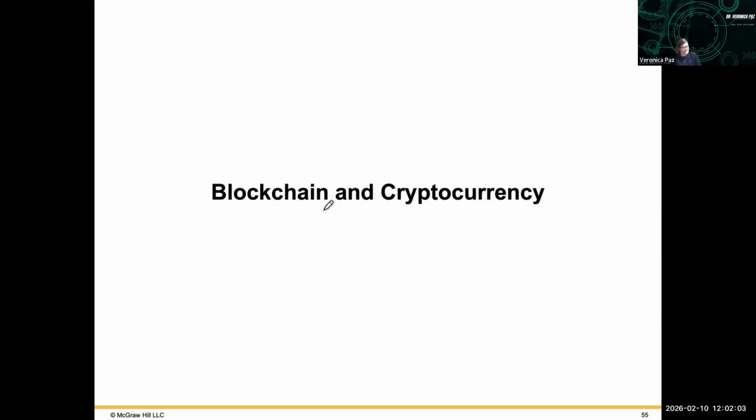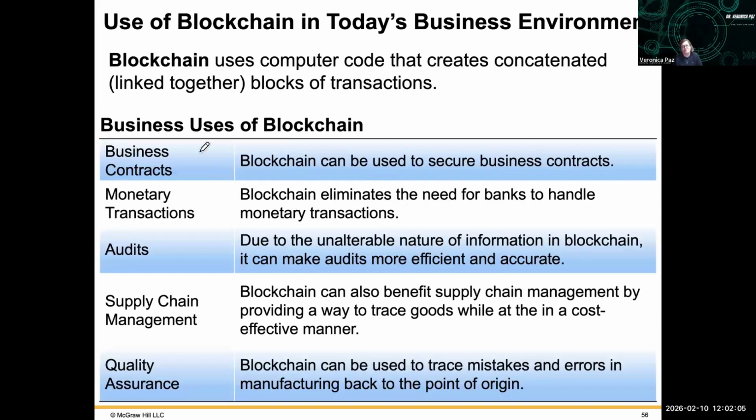Blockchain and cryptocurrencies. This is becoming better and better. Blockchain is a computer code that creates concatenated links between transactions, and this is really changing the way that businesses handle transactions. We have contracts that can be done through blockchains. A lot of monetary transactions are done through blockchains, and that comes into an integrated ledger.